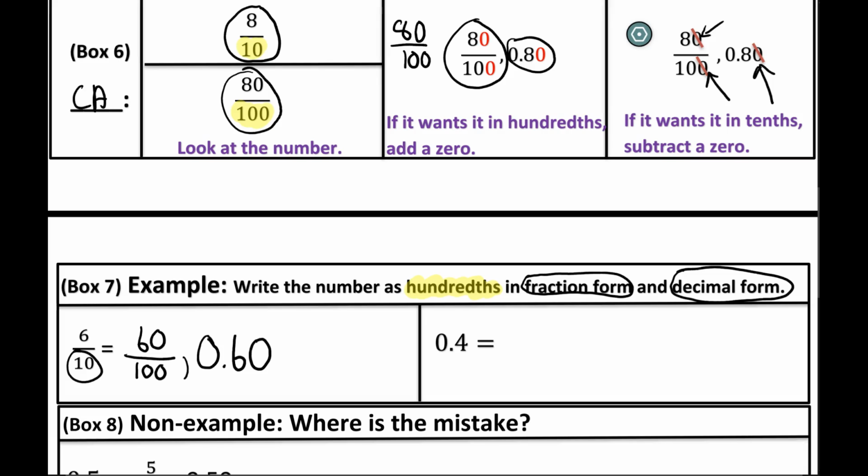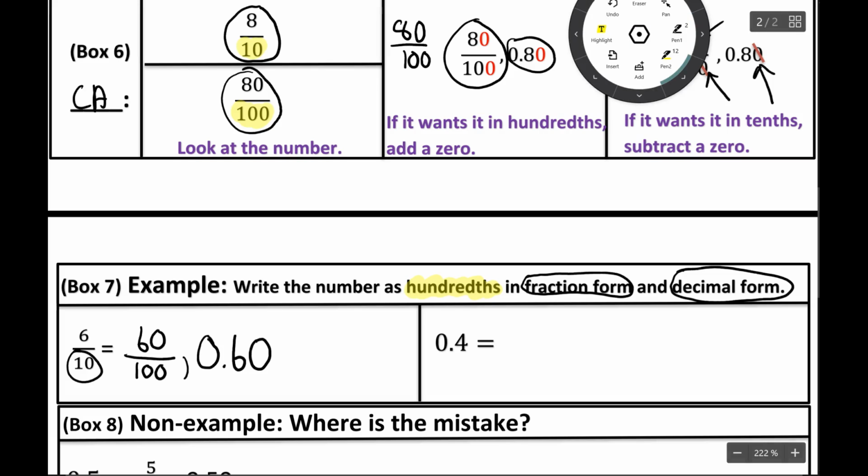We started off with tenths. We need to change it into 100ths, and the way that we do that is that we add a 0, okay, to the fraction and to the decimal, okay? So keep in mind that we added the 0 right here, added a 0 right here, and then we added this 0 right there, okay?